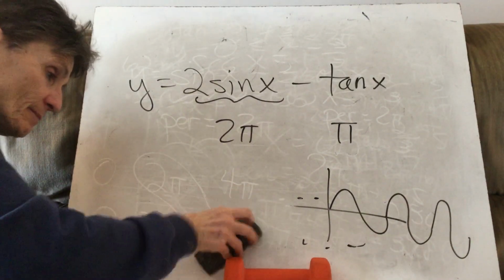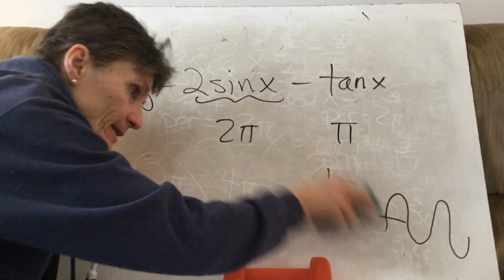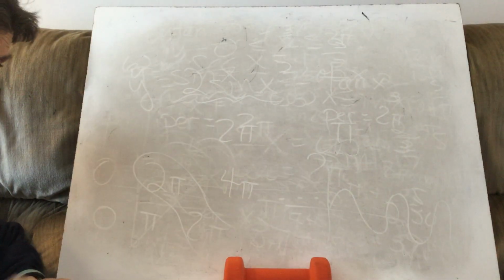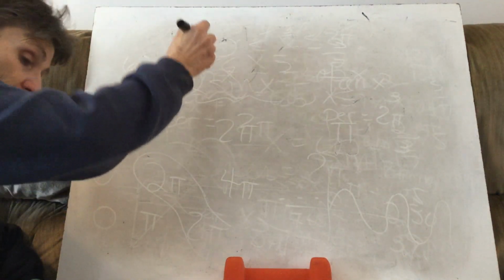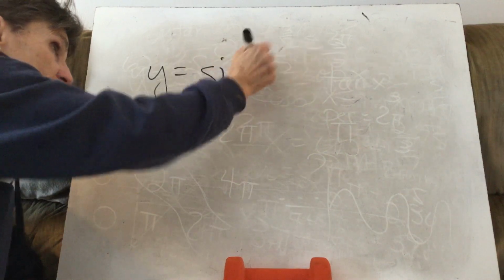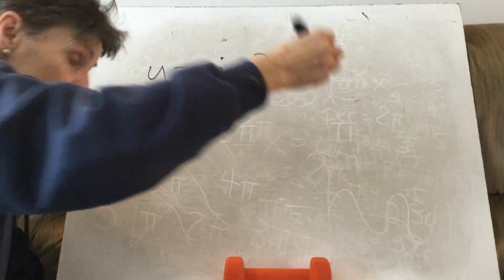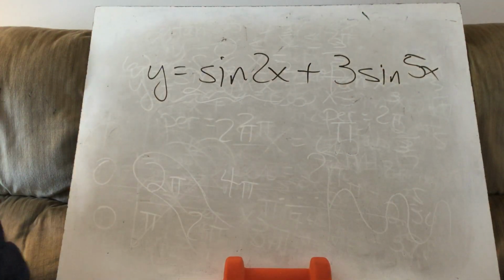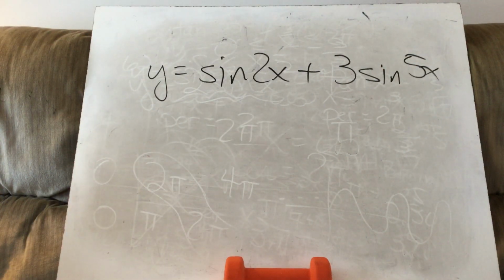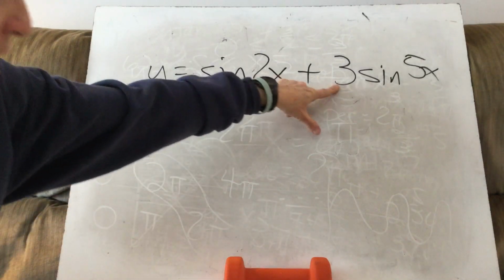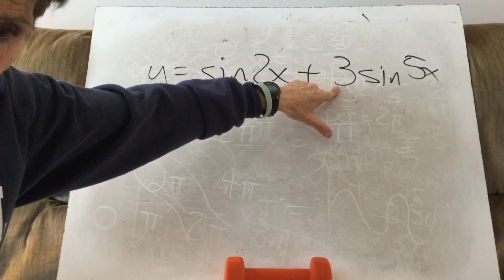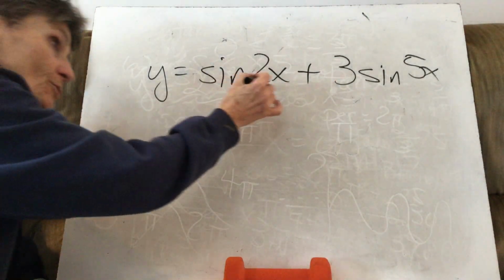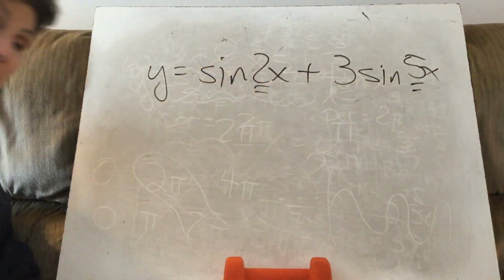All right, I can see, even though your faces are tiny little blobs on the screen, I can see some confusion there. So let's look at the next one and see if we can clear it up. We have sine 2x plus 3 sine 5x. Now remember, any conversation in this section is about period, not amplitude. So see that number right there? We're not even worried about it. That's an amplitude number. That's a height number. We are concerned with these numbers.